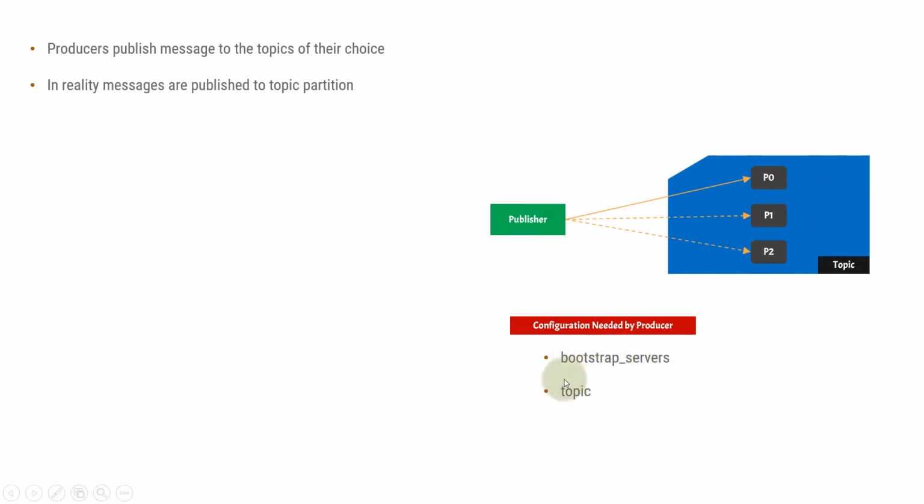After that, what will happen? It needs to connect to a particular topic, which we have seen here, that producer publish message to the topic of their choice. So the configuration that is needed by this publisher is what? It needs the topic name where it wants to publish the message. After that, it needs something that is called a value serializer.